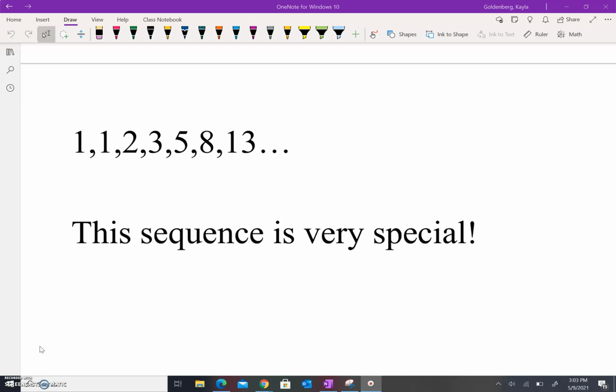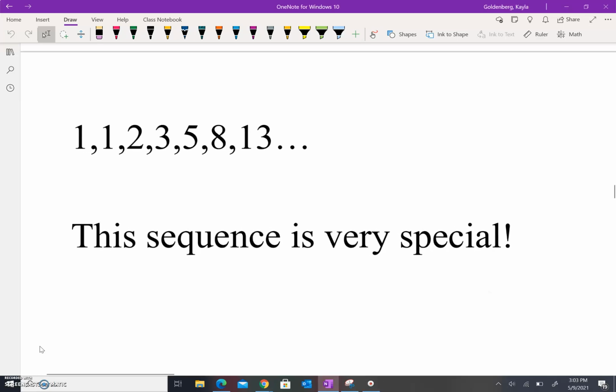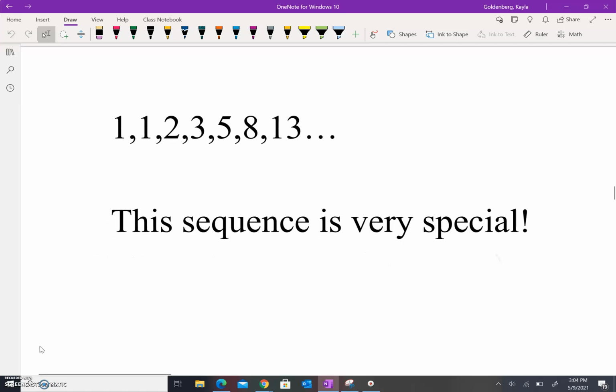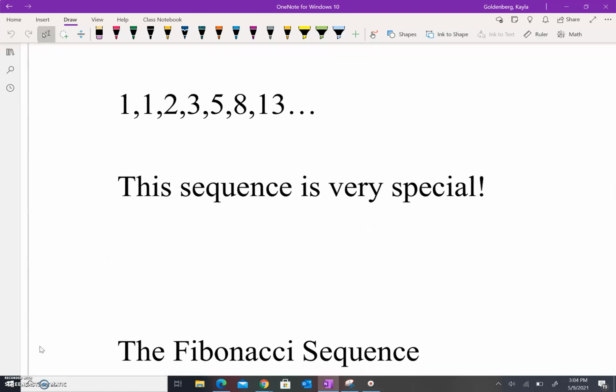The second big idea that I want to talk about is something called a recursive sequence. So we'll see what that is. This is a really famous example of what we call a recursive sequence. This pattern is 1, 1, 2, 3, 5, 8, 13, and so on. And it's a really special sequence of numbers. It's a really famous one. We talked about this in the first week of school, actually. This is what's called the Fibonacci sequence.